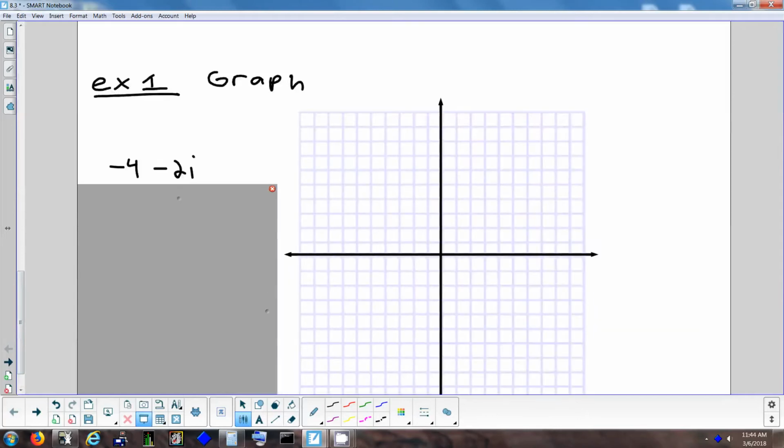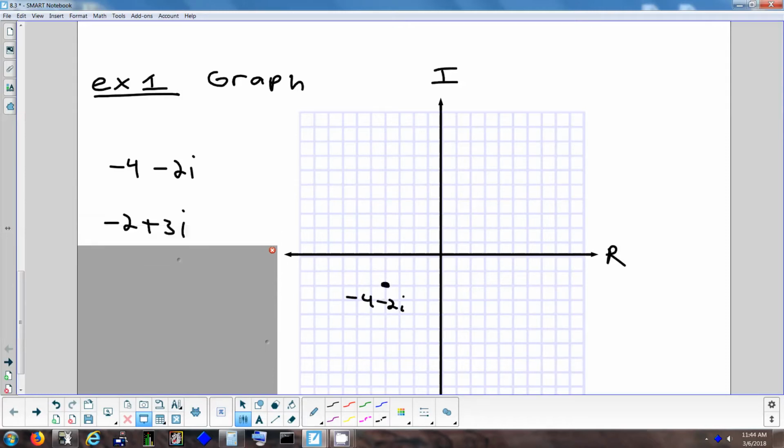Okay, -4 minus 2i. Starting at the origin, can anybody tell me what direction I would go to graph -4 minus 2i? Go left how many? 4. Left 4, because this is the real. It's the imaginary, so left 4 and then down 2. That's it. Left 4, down 2. That's how you graph the point -4 minus 2i.